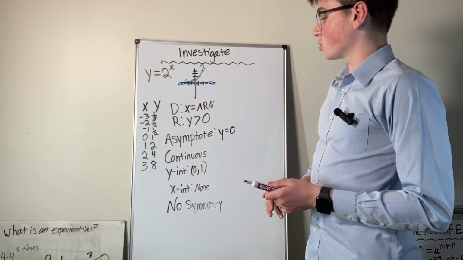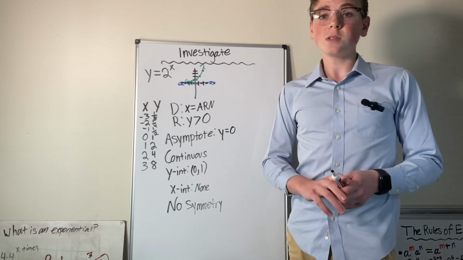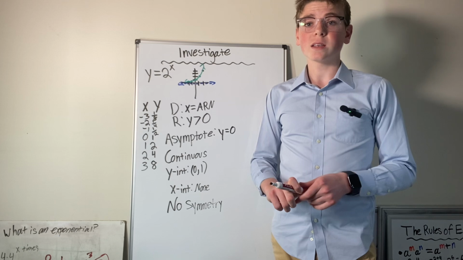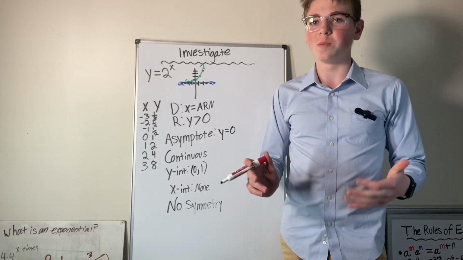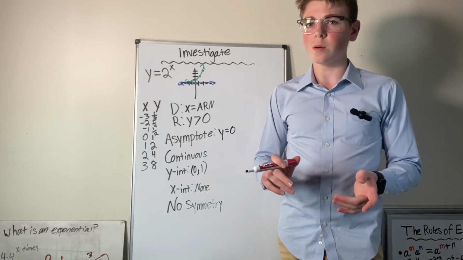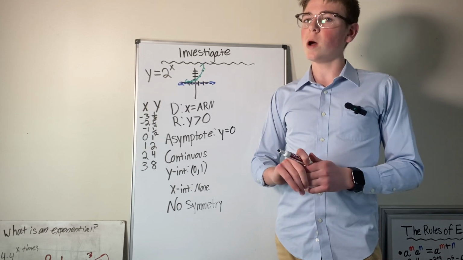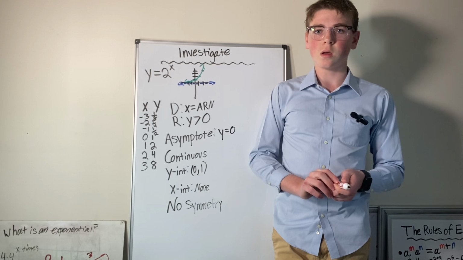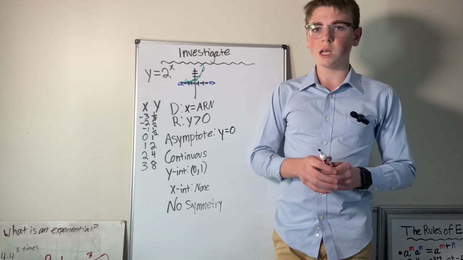The range is y is greater than 0. There's an asymptote at y equals 0. Because again, if you have 0 equals 2 to the x, what number for x could you put in to get a y of 0? Because 2 to the 0 is 1. But you're like, oh, so 2 to the negative infinity is 0.